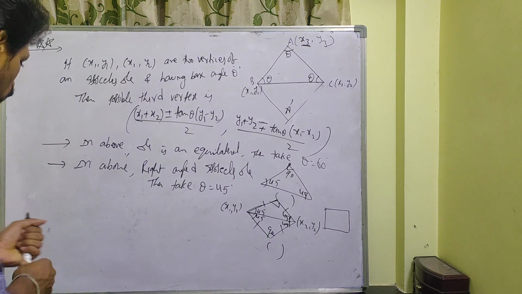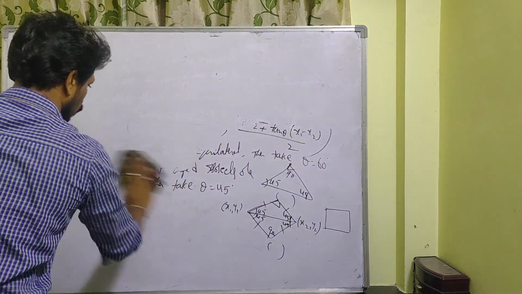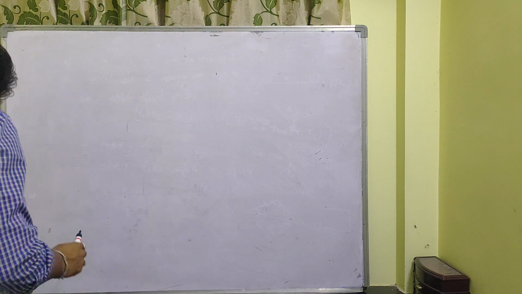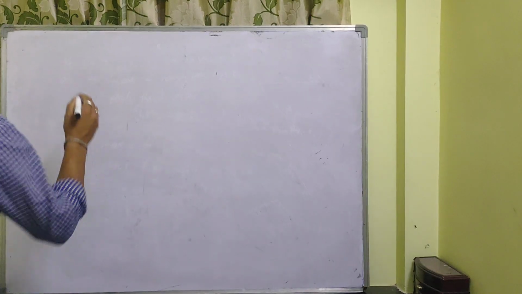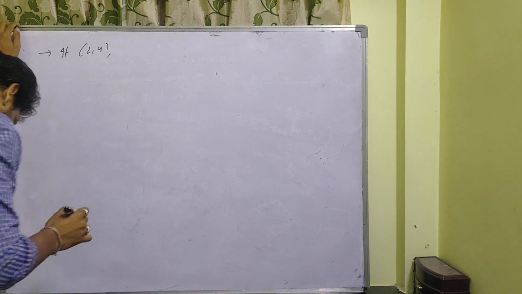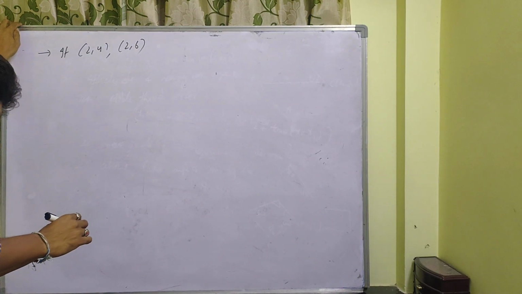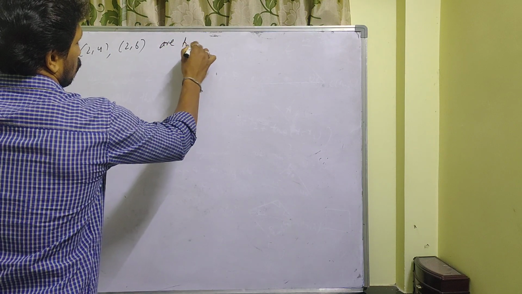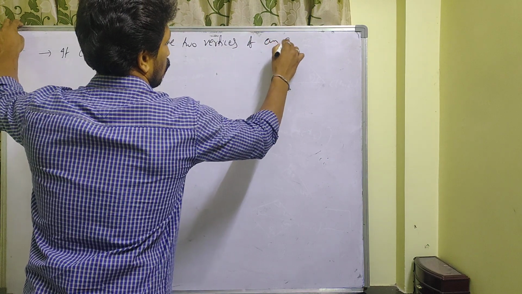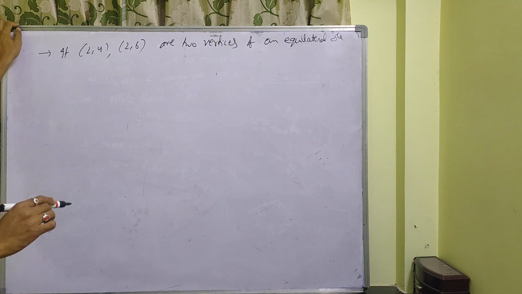Based on this, take some examples. First one: if (2, 4) and (2, 6) are two vertices of an equilateral triangle, then find the possible third vertex.